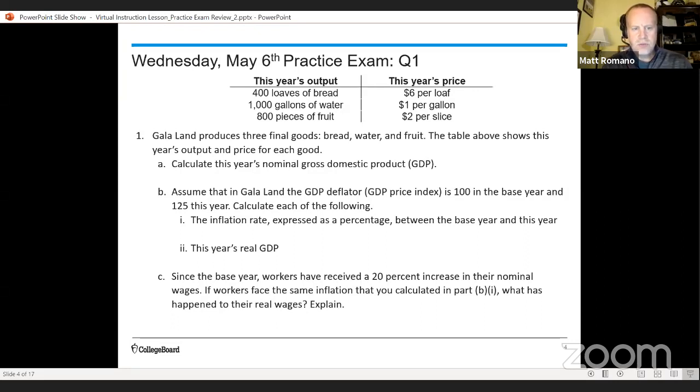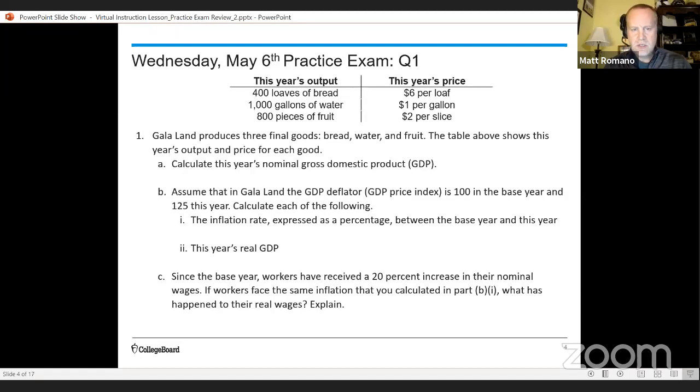Part A asks you to calculate this year's nominal GDP. All right, so what is nominal GDP? That is current dollar GDP, current dollar output. So what it's asking you to do is simply calculate how much was being produced in current dollar value for that particular year. Remember, when you see calculate, you've got to show your work.